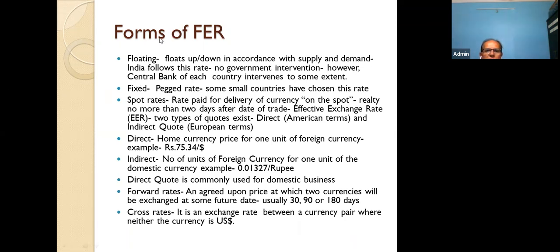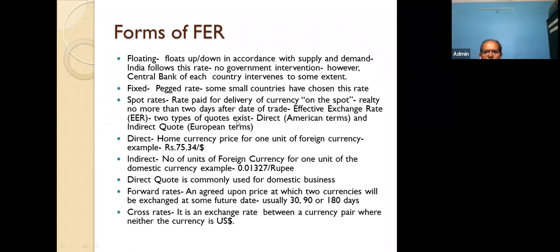Then the third type of foreign exchange rate is spot rate. Now, what is this spot rate? Rate paid for delivery of currency on the spot. Suppose today, if you are doing a transaction, whatever rate is there today, you are paying. So that is known as spot rate. Delivery of currency on the spot. In reality, no more than 2 days after the date of trade.